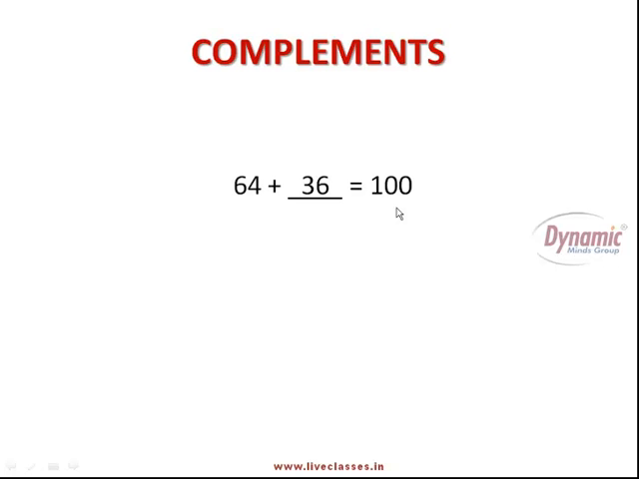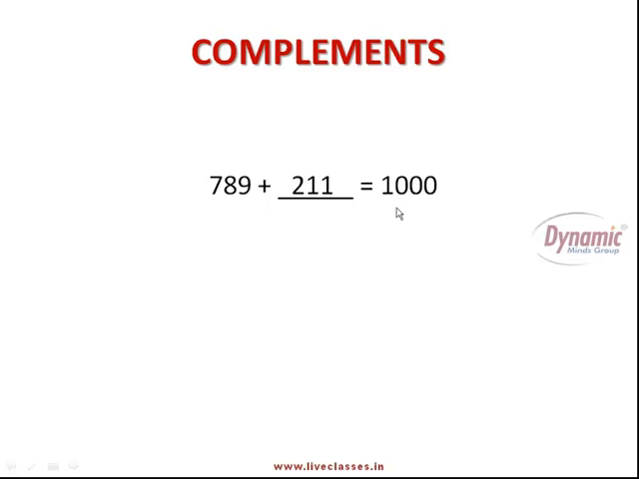Now if I give you a little bigger number, let's say 789, and you have to find out the complement of 789, then I think that also is very easy. Just subtract 789 from 1000 and you will get mentally the answer as 211. So that was how to find out complements.